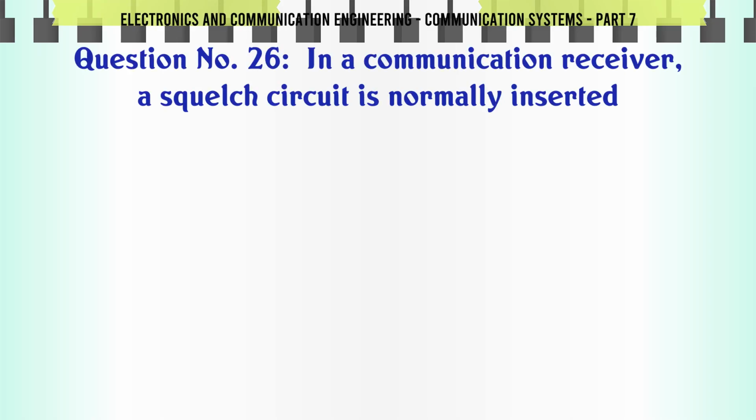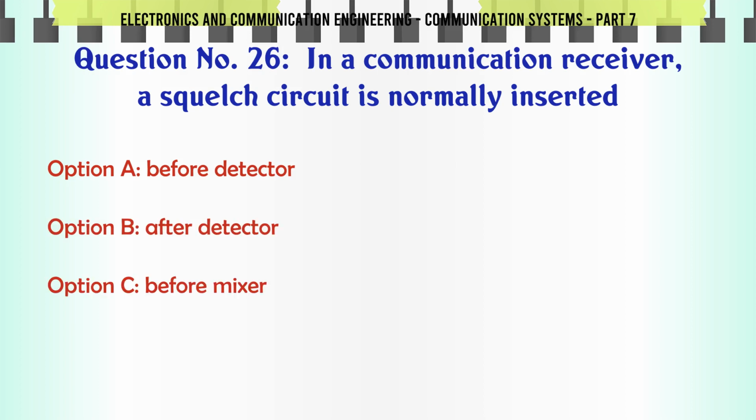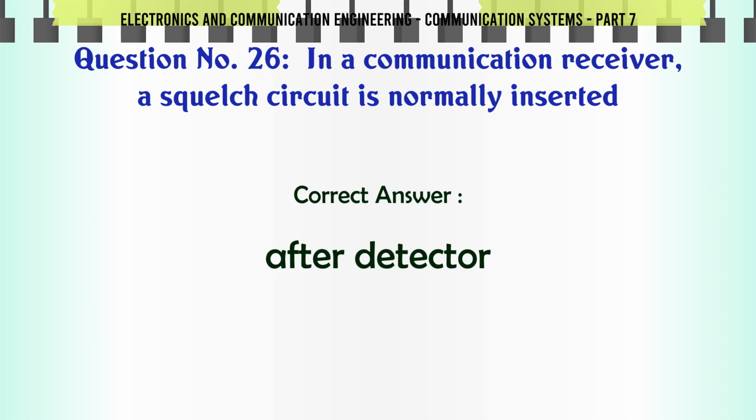In a communication receiver, a squelch circuit is normally inserted A before detector, B after detector, C before mixer, D after power amplifier. The correct answer is after detector.